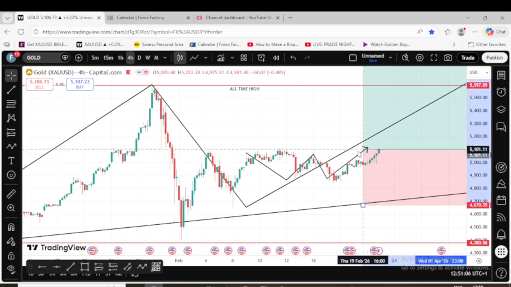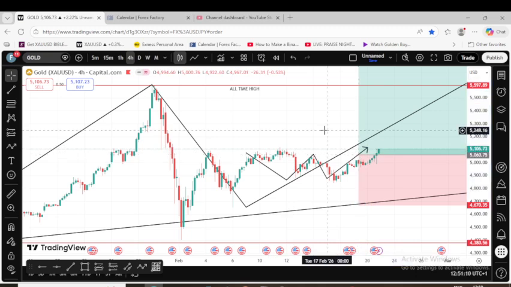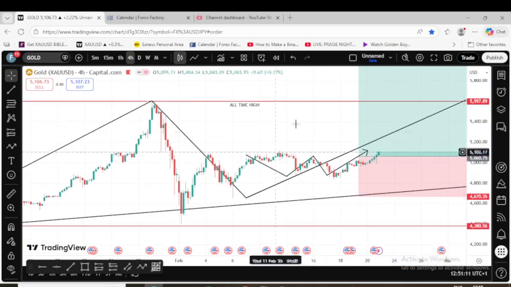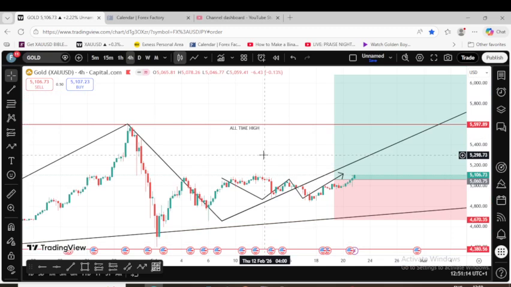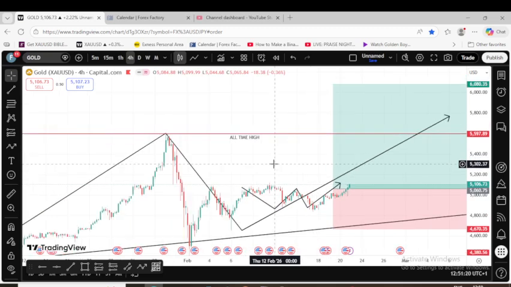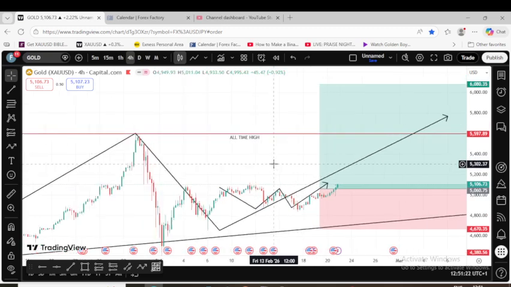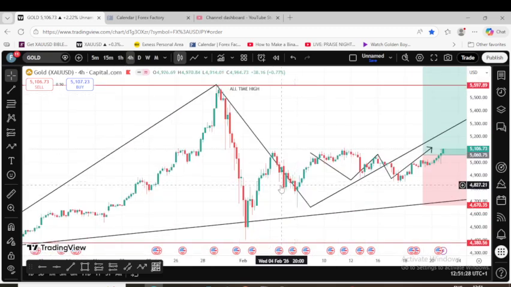Maybe we should reduce our entry to somewhere like here. This is where our entry should be. That means that the minute the market opens, once it's midnight, I'm buying gold. Immediately the market opens, I'm buying gold. Because right now, price looks like it will either reach the all-time high or break the all-time high. One of those two.